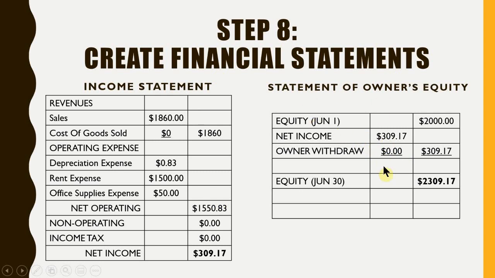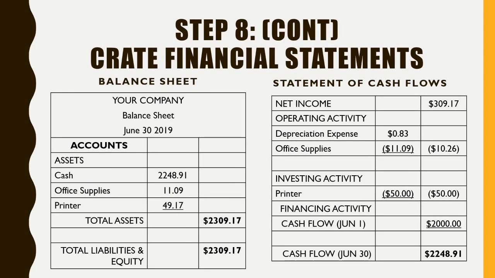So I am good here. So that means my statement of equity, which started off at $2,000, has now increased to $2,309 because I reinvested into my company. All right. Once you've completed the statement of equity, then you can go ahead and complete your balance sheet.